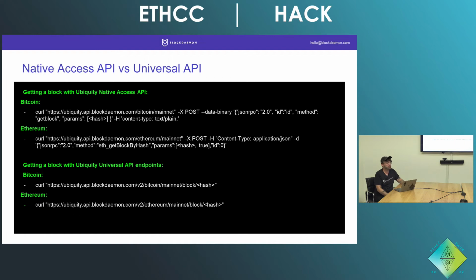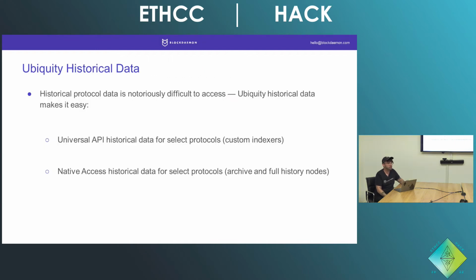So both universal and native access allow you to access historical data. And as mentioned here, if anyone's tried to do that, it is historically difficult to get. It's really notorious, so we really wanted to focus on making that easy. So we have our custom indexers for selected protocols with our universal, and with our native for selected protocols, archive and full history nodes, again, to reiterate that point.